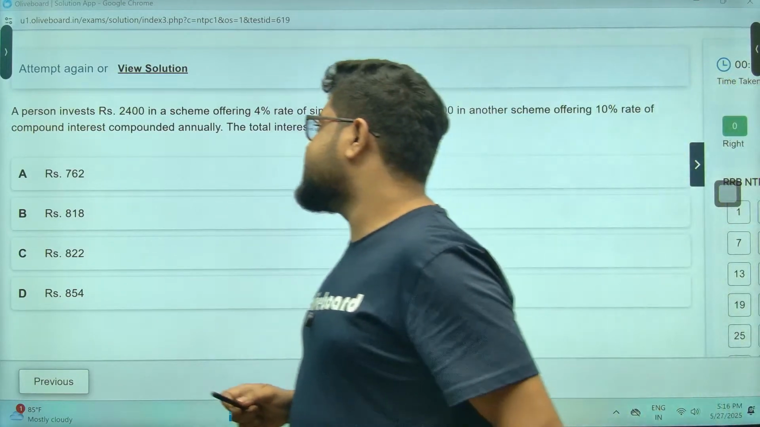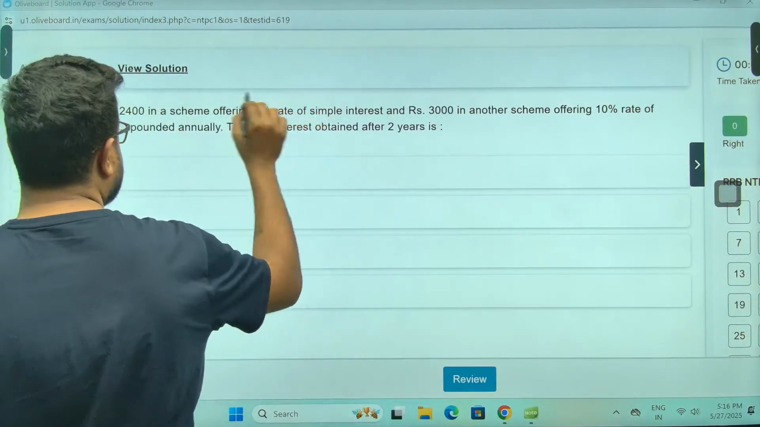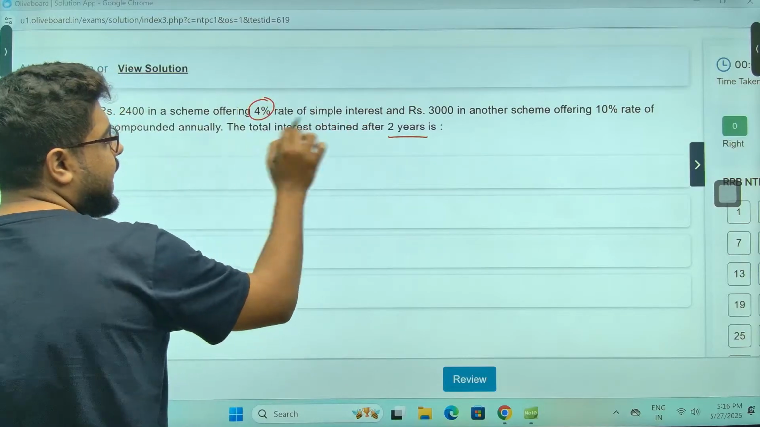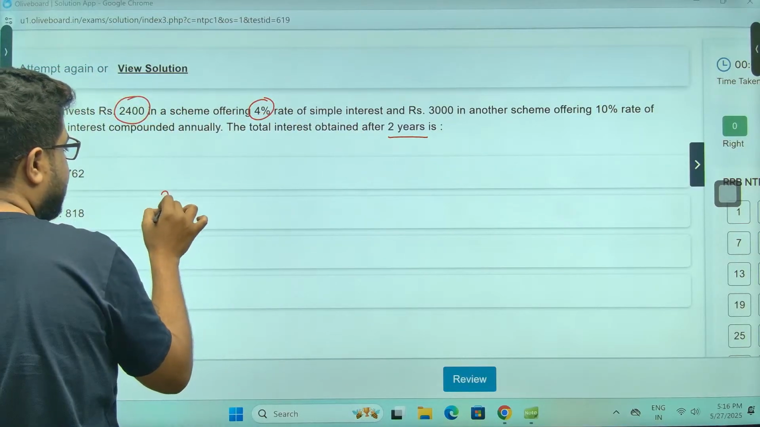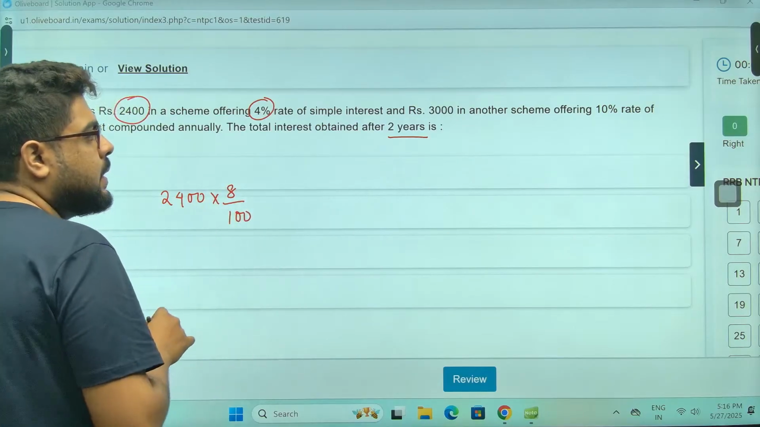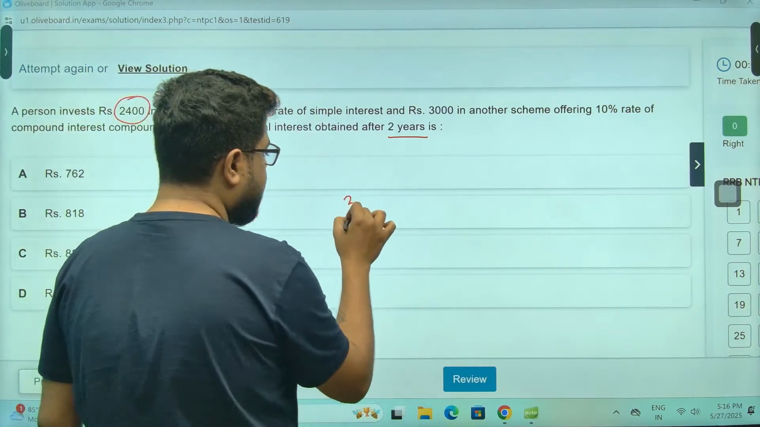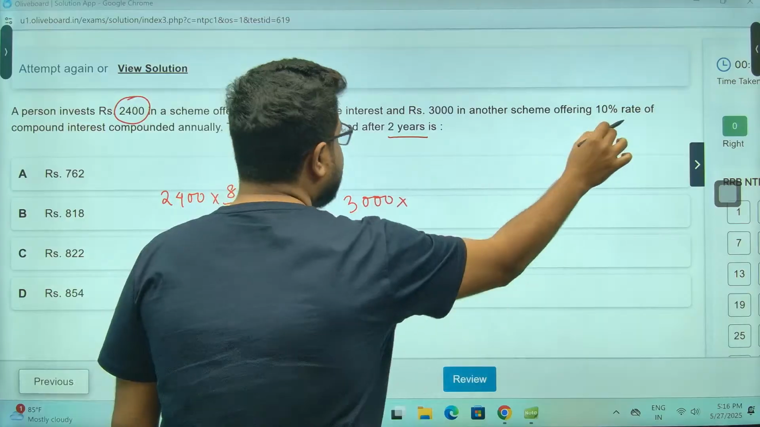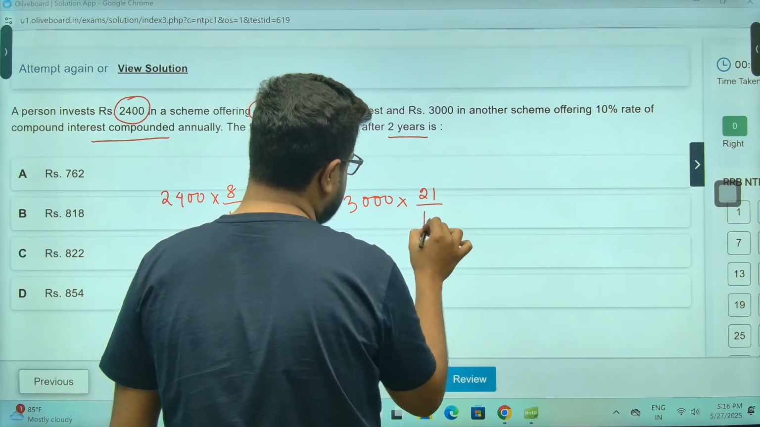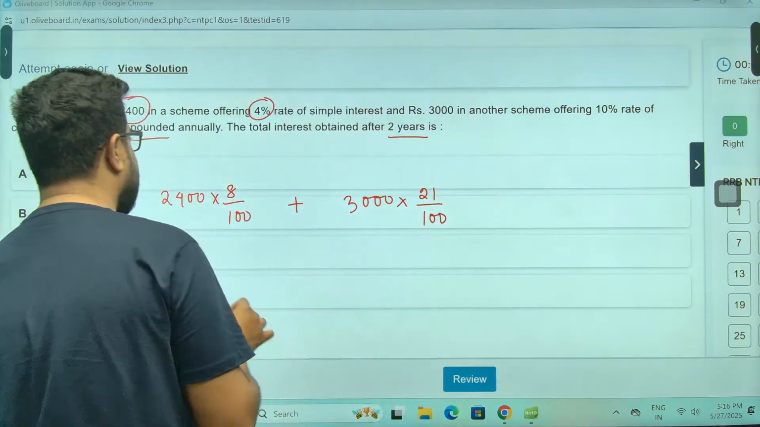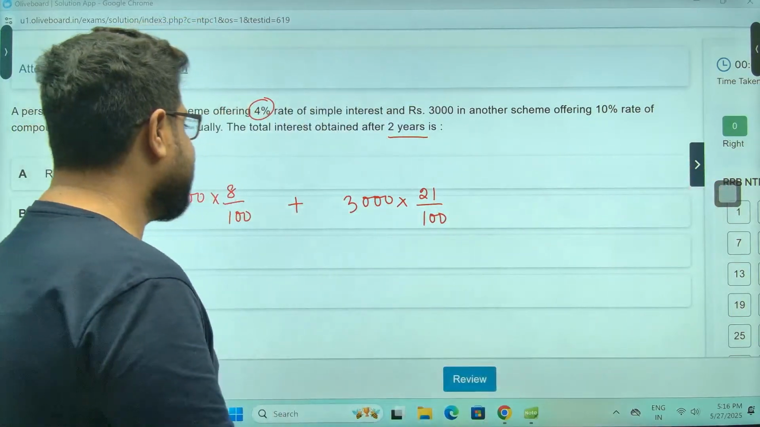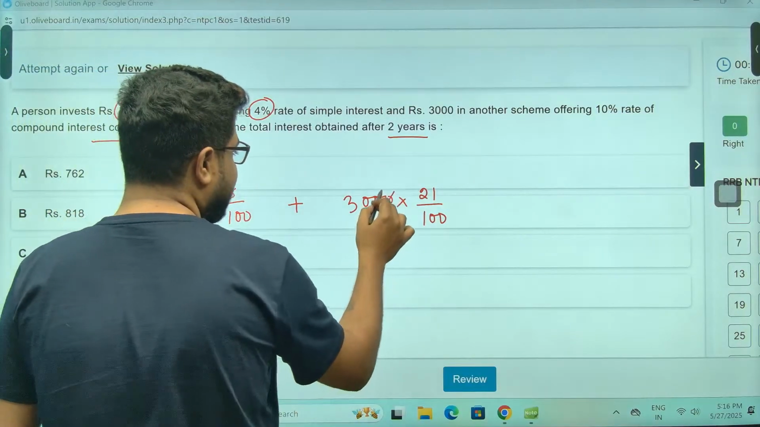A person invests this much in a scheme offering 4%. Achha, after 2 years, meaning total so simple interest will be 8% of this. 2400, sir, 8%. Now 3000 in another scheme, sir. 10% compound annually 2 years. That gives you 21%. You should know this. If you don't know this, please get to know this. AB theorem lagao, 10 plus 10 plus 10 square by 100. Okay? Now, tell me calculation.